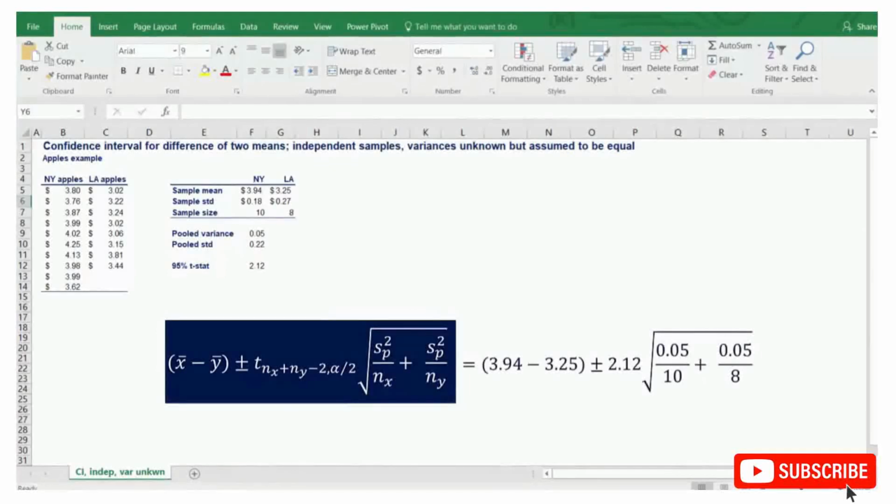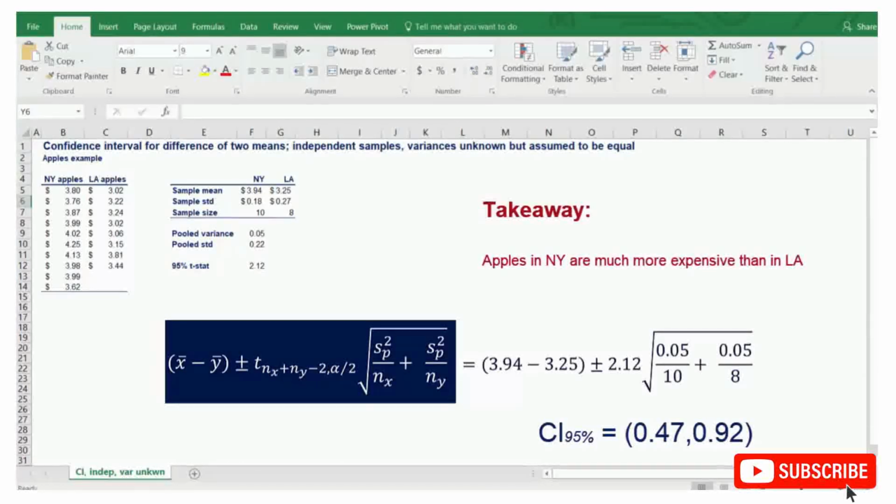The 95% confidence interval is between 0.47 and 0.92. What's the interpretation? Well, we are 95% confident that the actual difference between the two populations, price of apples in New York and in LA, is somewhere between 0.47 and 0.92. Therefore, it is clear that apples in New York are much more expensive than in LA.